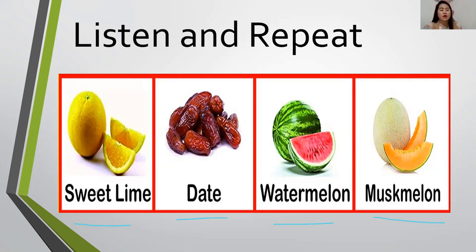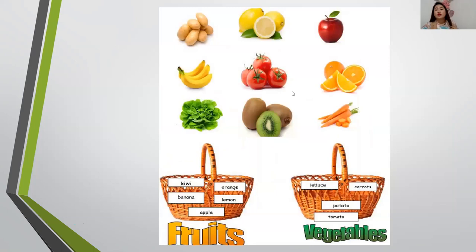Okay, faster. Sweet lime, date, watermelon, musk melon. Okay, so next one is so that's the end for our review for the fruits and vegetables. So the next one here, we are going to match the words into pictures. Okay, listen carefully to teacher.